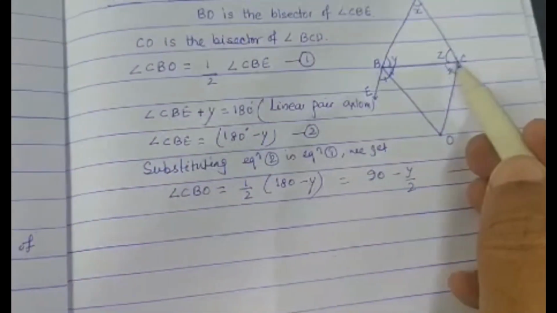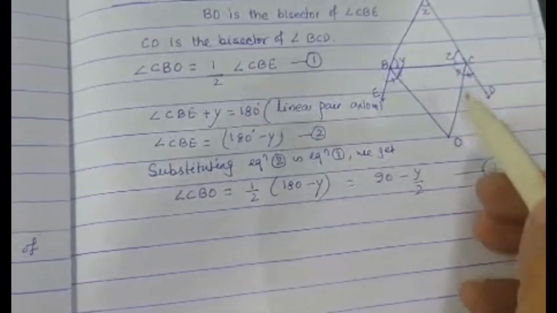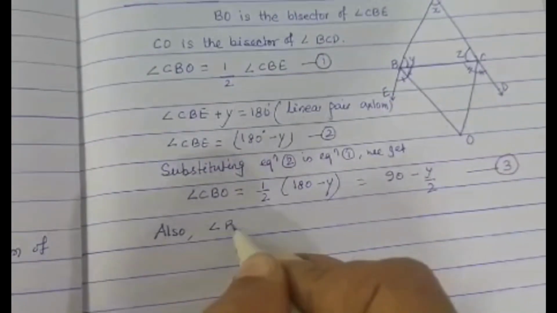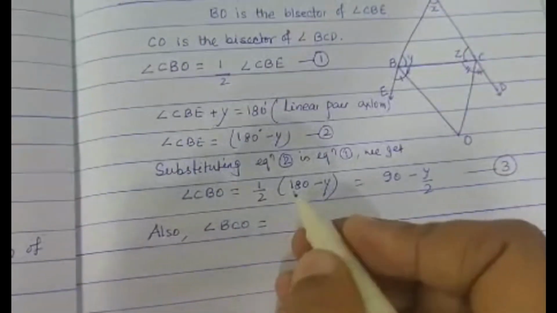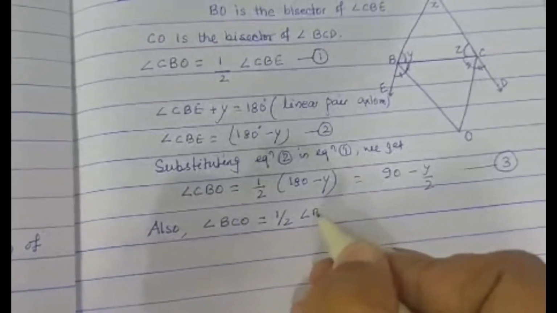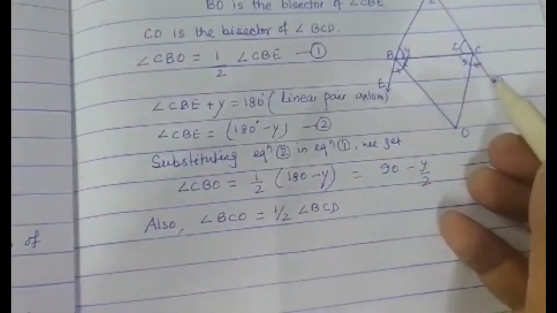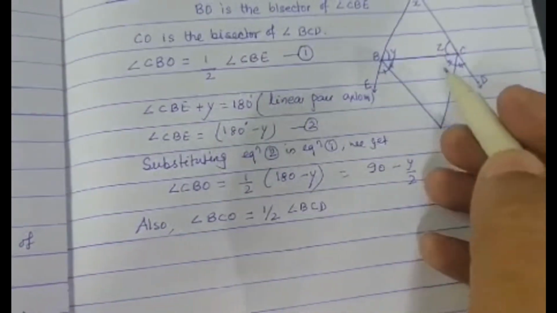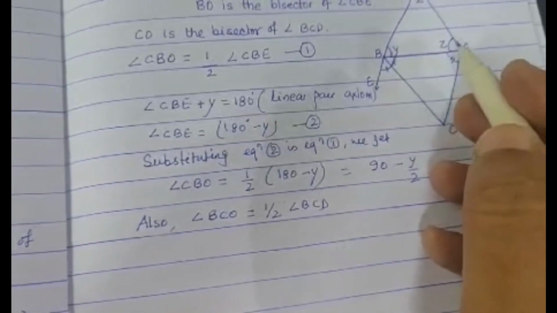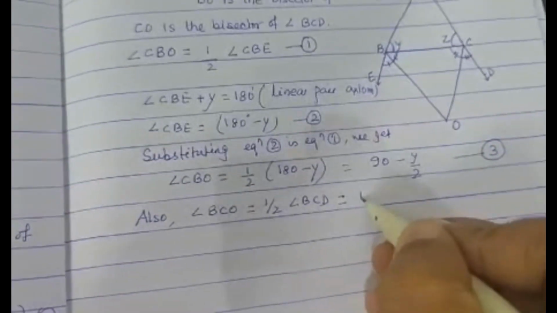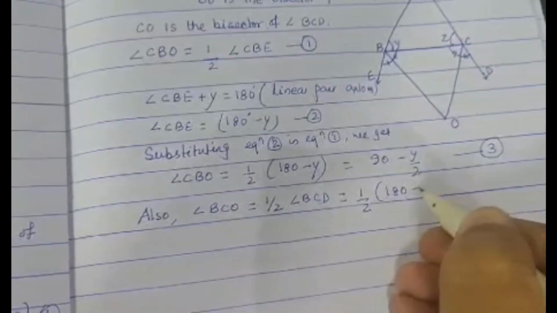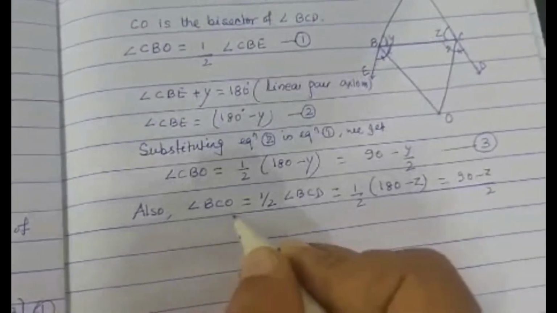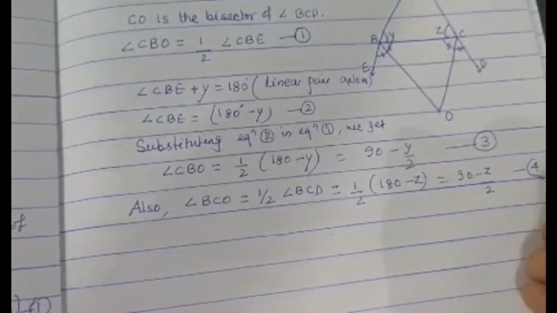Similarly we will act on this angle BCO, okay. Also angle BCO is equal to half of angle BCD, okay. This is the bisector, and this angle BCD is 180 minus Z. I am writing it directly, half of 180 minus Z, that will be equal to 90 minus Z by 2. So angle BCO equal to 90 minus Z by 2. So let us take it as equation 4.